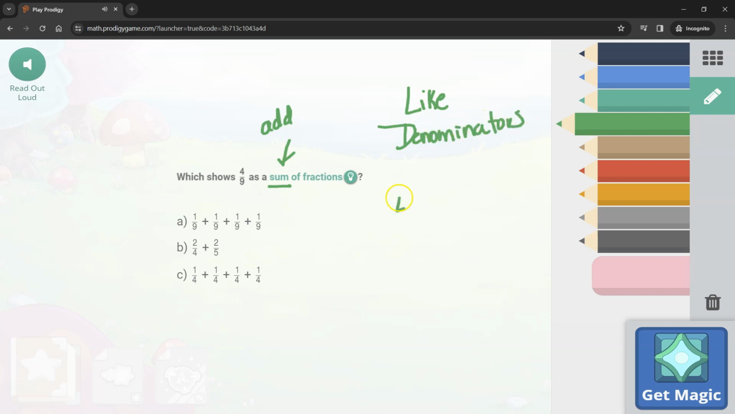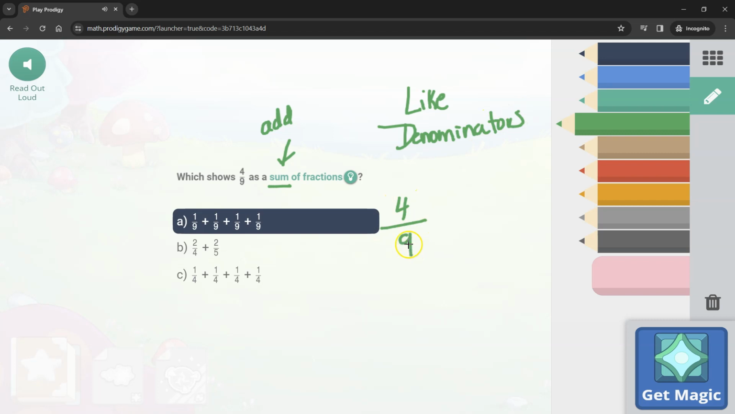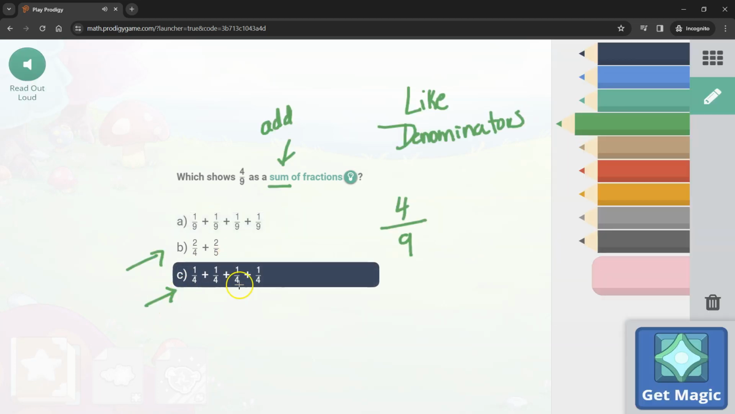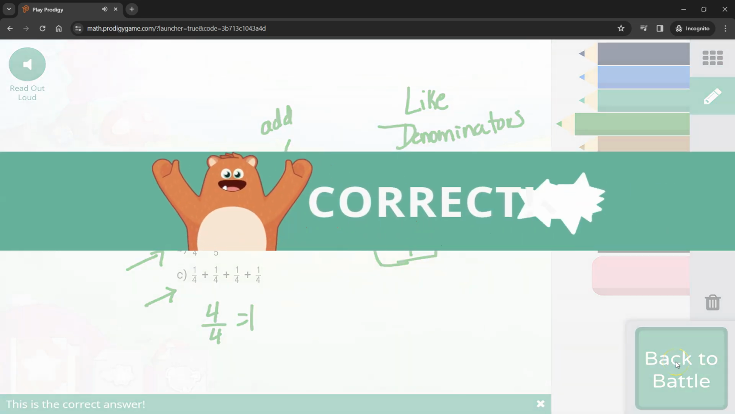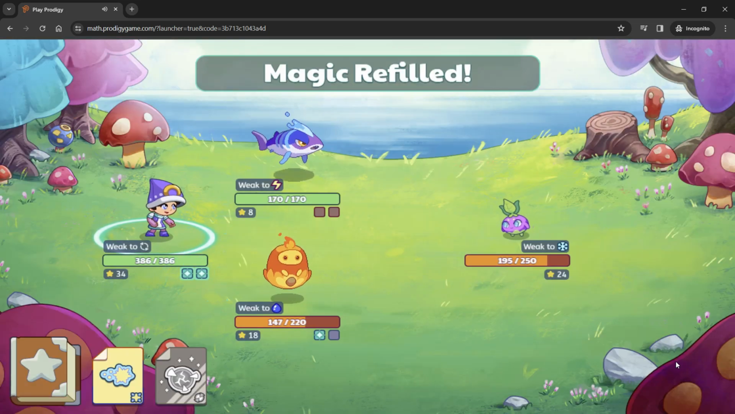So right now, given that I have 4/9, it has to be the first one, okay? Here, these are two different denominators. Here, these would all add up to 4/4, which is 1. And we want to have 4/9. So we need to make sure that we find our like denominators.